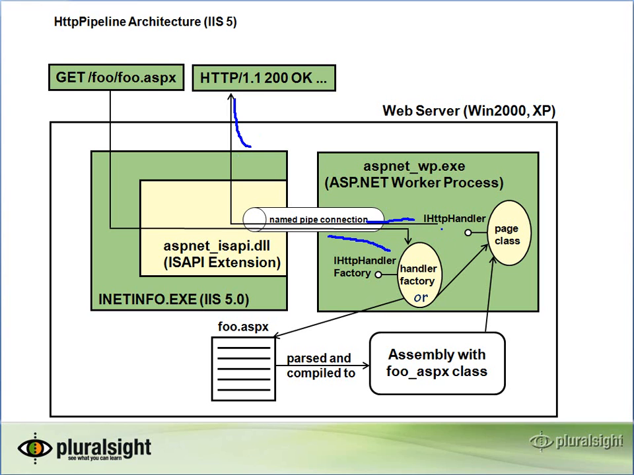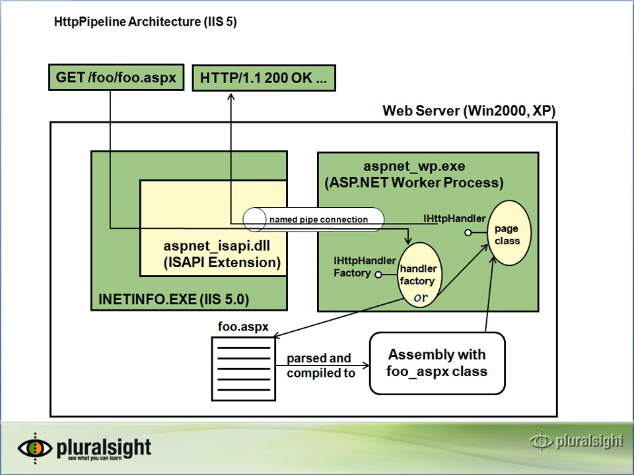Now, a couple things of interest here that happen inside of the worker process. And again, this is going to be the same regardless of which version of IIS you're working with. But once the request is dispatched onto ASP.NET, it needs to identify the endpoint and construct an instance of the class that is capable of handling that request. And the way this happens by default for ASP.NET pages is there's a handler factory. In fact, it's called the page handler factory. And this guy implements the HTTP handler factory interface.